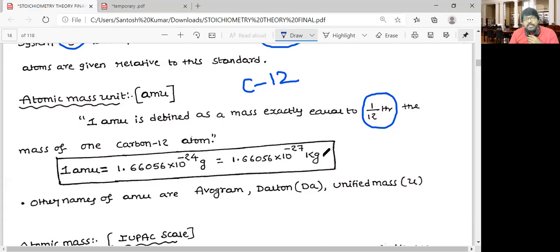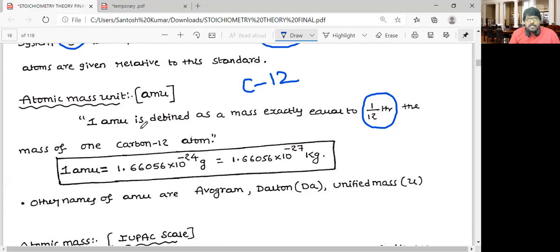The mass of one carbon atom is 12 AMU, but I want to define 1 AMU. I have a carbon 12 atom. What is the mass assigned? 12 AMU. But what is my requirement? 1 AMU. So divide that carbon atom into 12 parts. Practically, it is not possible. We are just giving the definition, right?